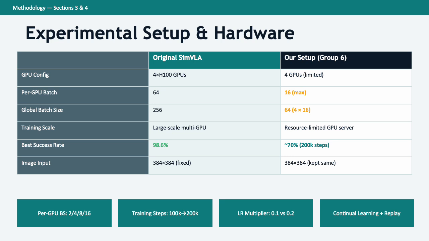So, on this slide, let's compare the original SimVLA setup with ours. The original team had some serious hardware, 4 H100 GPUs and a batch size of 256. But we didn't have that. Our setup was much smaller, so we could only run a batch size of 64. Because of that, we focused on 3 things we could actually change: the batch size, how long we trained, and the learning rate. On top of that, we also tested continual learning with a few different replay ratios.